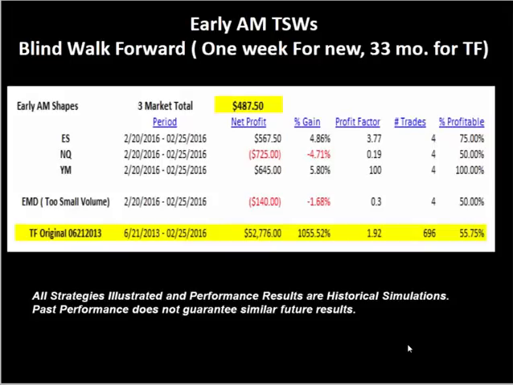Here's the E-mini, made 567. There were 4 trades. Then the regular NASDAQ lost 725, and the mini Dow made 645 on 4 trades. The TF original has made $52,000, by the way, since June 21st through this period. So if you're going to trade TF, I still stand by that this is the very best tune for you to trade. But if you want to add some diversification, a good idea, I think, is to add that ES, NQ, and YM because you're going to be done early in the day, and you're going to get that same pop that the original TF does, but with Chicago Mercantile items and not the Russell.